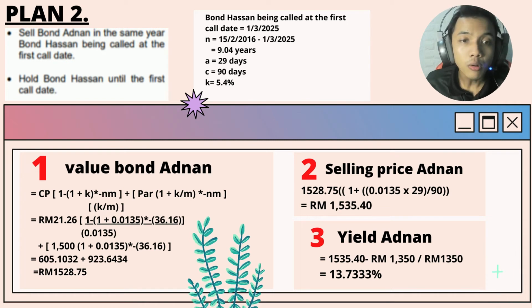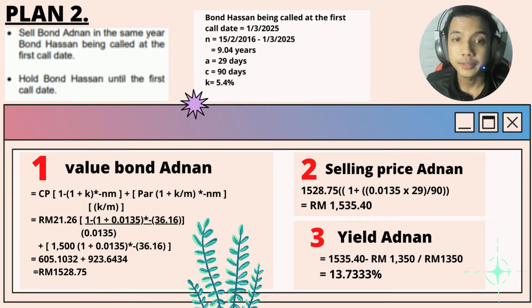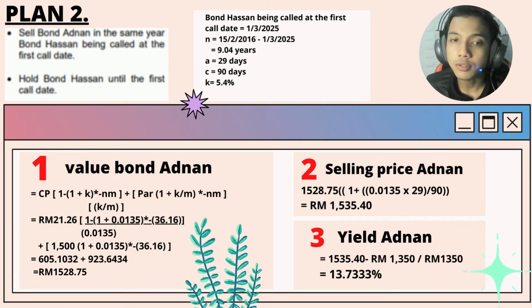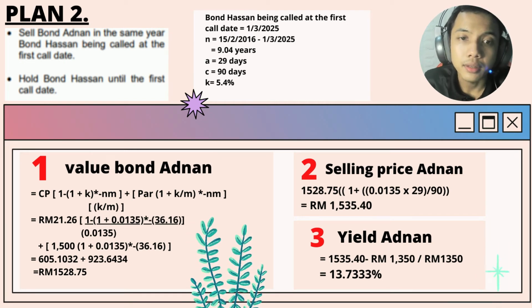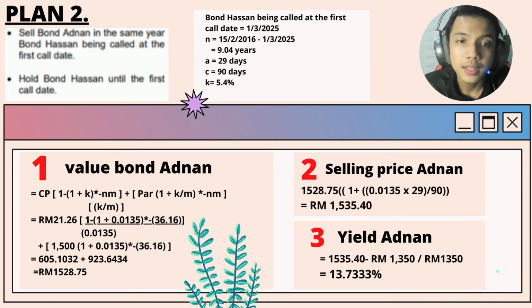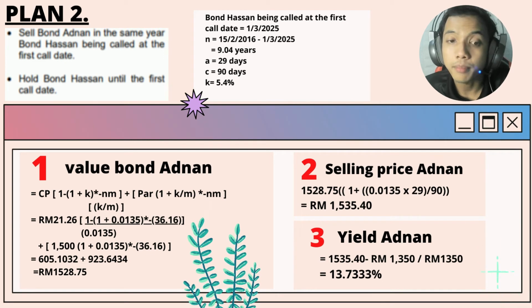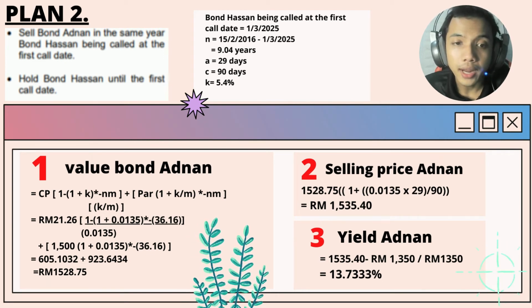For plan 2, sell bond Adnan in the same year, bond Hassan being called at the first call date. Hold bond Hassan until the first call date. Okay, bond Hassan being called at the first call date, which is the 1st March 2025. For the N is 9.04 years and A is 29 days, C is 90 days and K as a yield is 5.4%. Value bond Adnan.